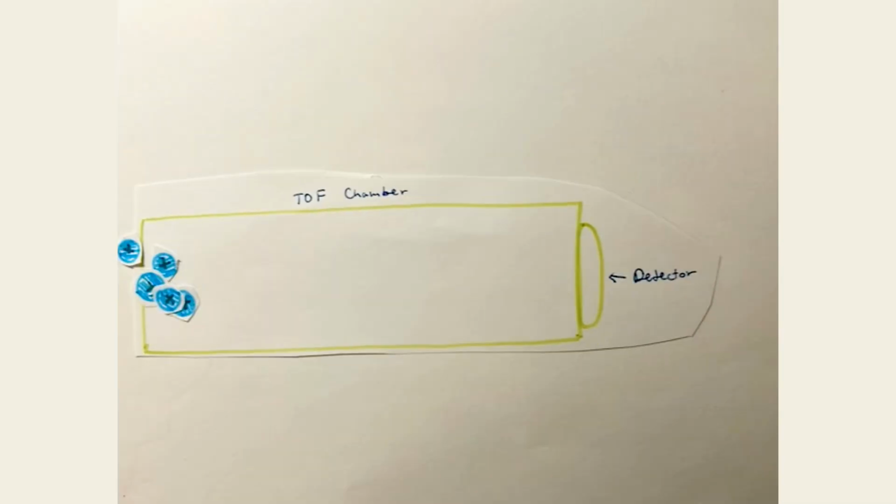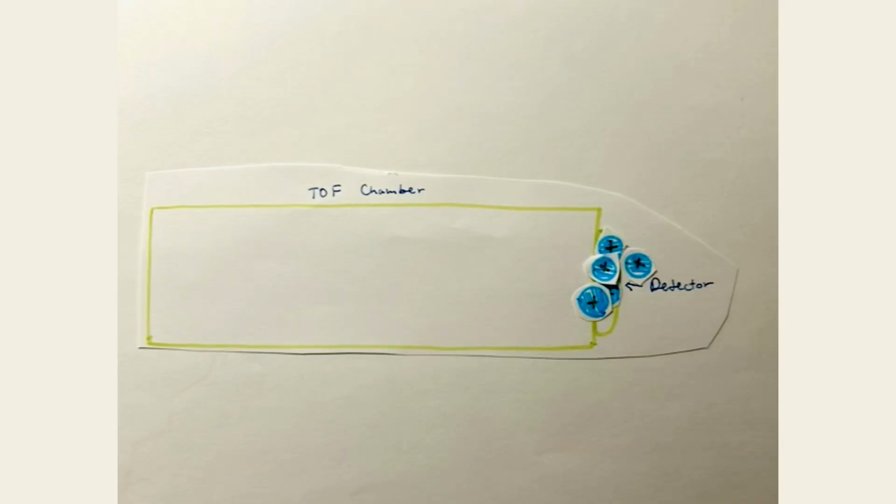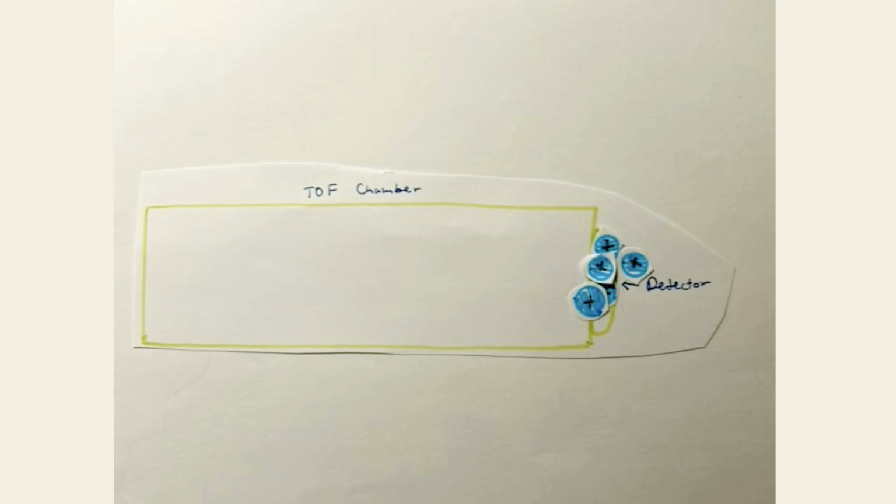Then the ions travel down a time-of-flight chamber. Because all the ions have the same kinetic energy, ions with more mass will travel more slowly and will take more time to reach the detector at the other end. Because ions with different masses will reach the detector at different times, the instrument can detect which ions are present and measure how much of each one there is.